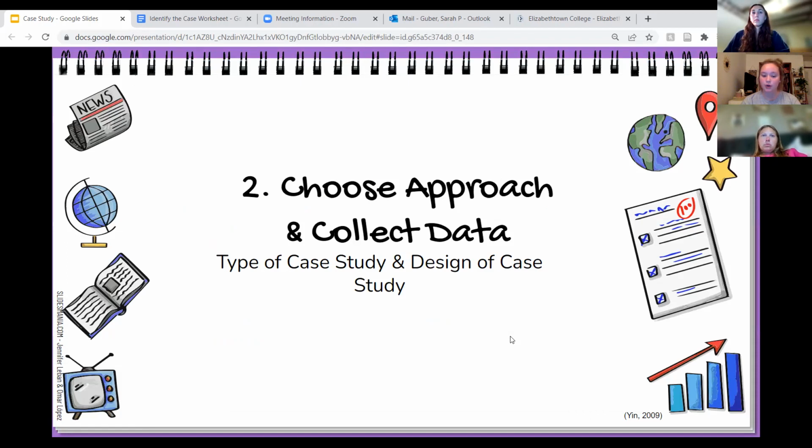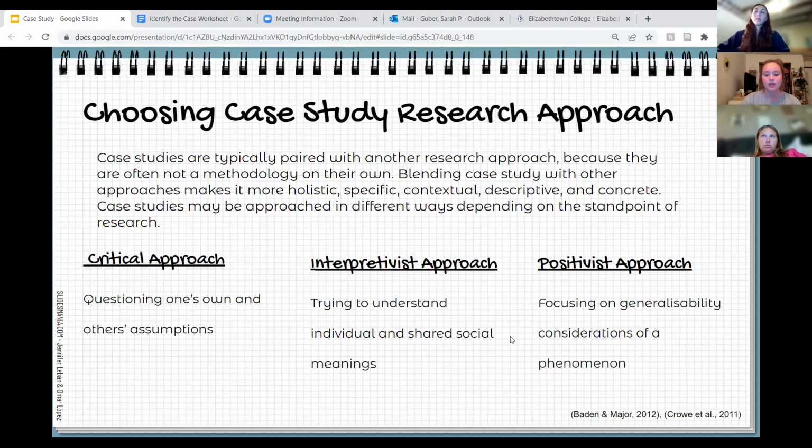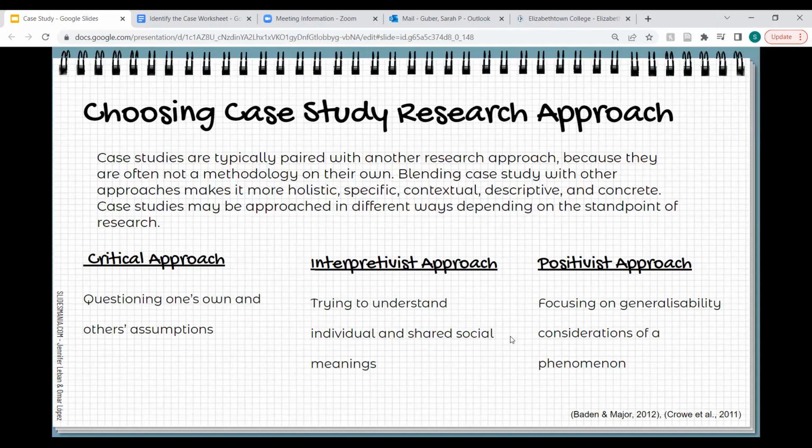Secondly, you're going to choose your approach and collect your data. So when choosing a case study research approach, you need to remember that case studies are often not methodologies on their own. So blending case studies with other approaches makes it more holistic, specific, contextual, descriptive, and concrete. And the case study will be approached in a different way depending on the standpoint of your research. So here's 3 common approaches that people take when conducting case study research.